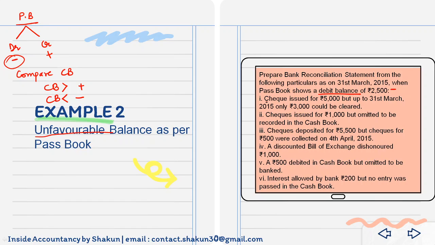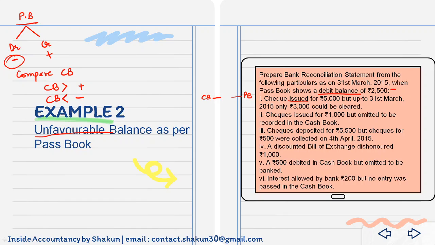Okay, the first transaction is a check issued for 5,000. Checks have been issued for 5,000, but up to 31st March 2015, only 3,000 could be cleared. So this is the cash book balance. This is the passbook balance.